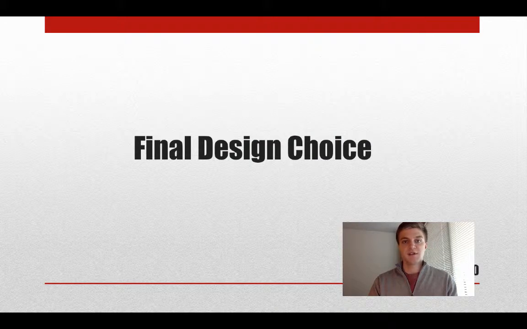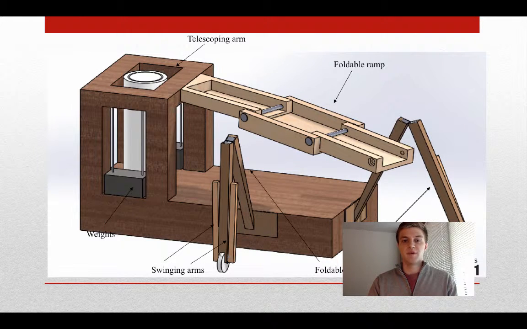Our final design choice was preliminary design number 2. In preliminary design number 2, we have a telescoping arm, we have a foldable ramp, and we have our swinging arms. We found out that these 3 major subfunctions complete the tasks that they are designed to do the most effectively. And because they're the most effective at completing those subfunctions, we chose this as our final design.